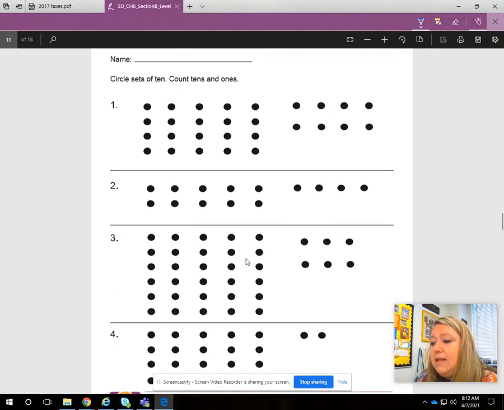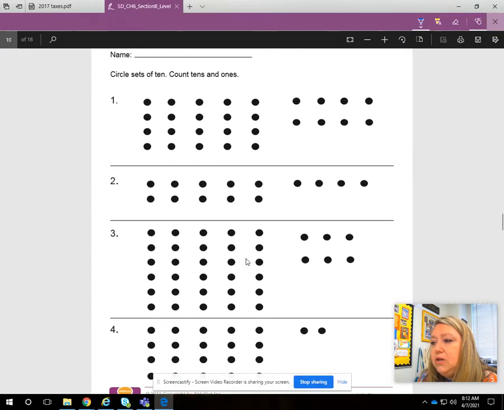Okay, let's look at page number 2 because it's a little bit tricky. On this one, it wants me to actually circle the sets of 10. Ooh, it's a little bit tougher this time to circle a set of 10. Do you know why? They did not put it in a 10 frame for me. Ugh. So that makes it a little bit more difficult. So I'm going to count across though. 1, 2, 3, 4, 5, 6, 7, 8, 9. Oh, that's a little bit tricky. So instead, I'm going to count this way. 1, 2, 3, 4, 5, 6, 7, 8, 9, 10.